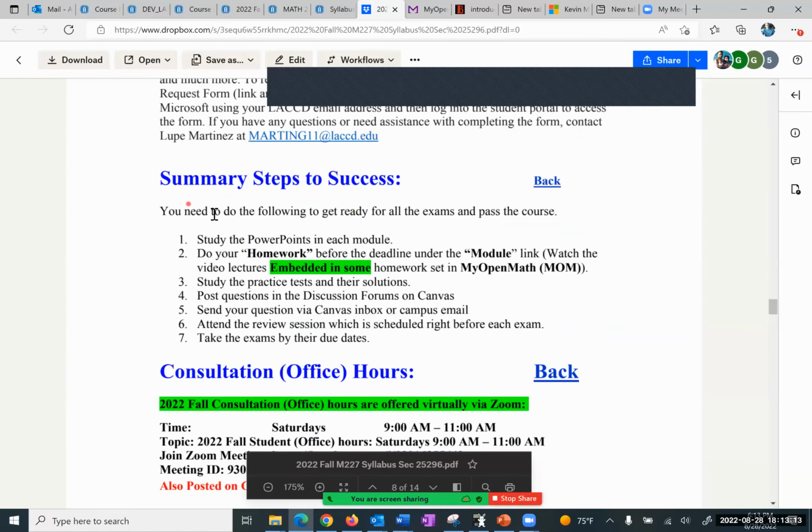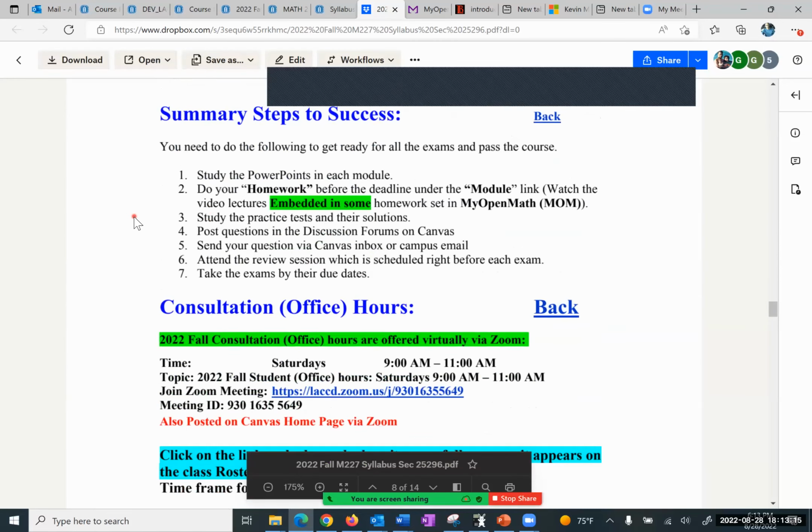And summary steps to success. Let me just quickly cover that for you. You want to study the PowerPoints in each module. You want to do the homework. You want to watch the video lectures that you find sometimes embedded in some homework. Study the practice test and their solution. Post questions in the discussion forum.